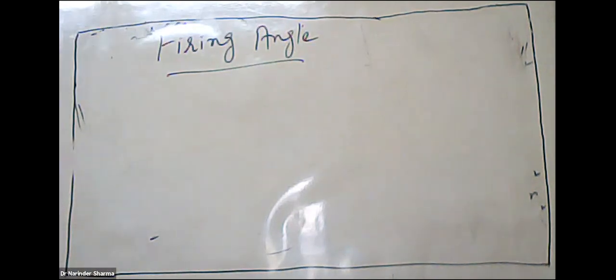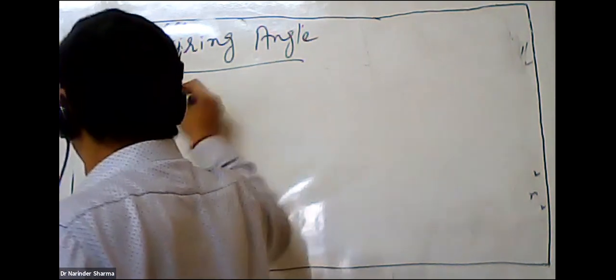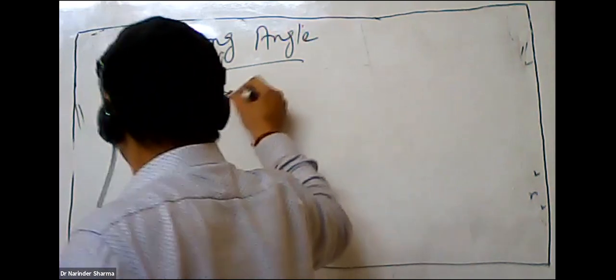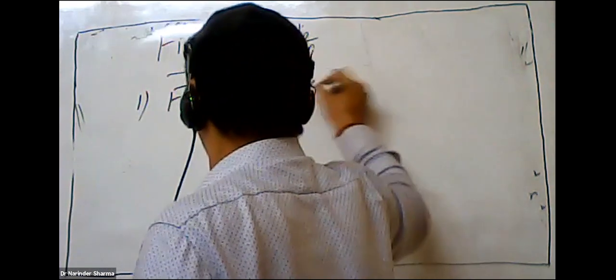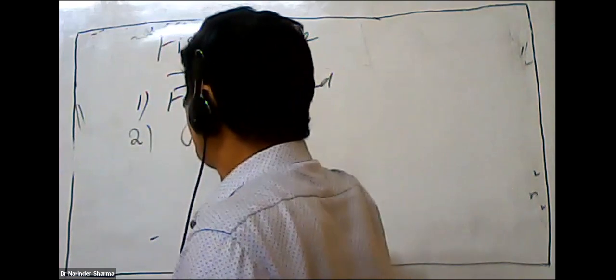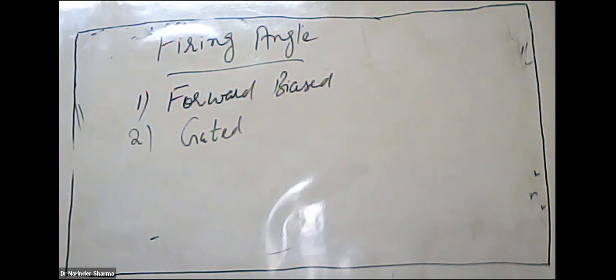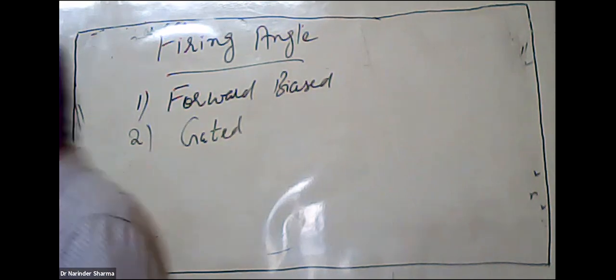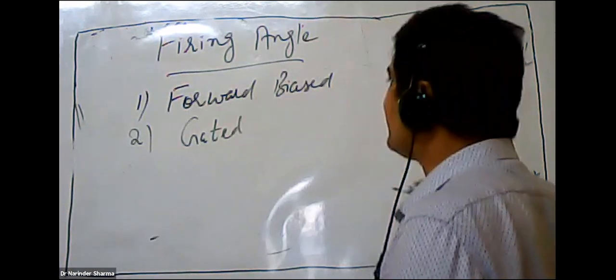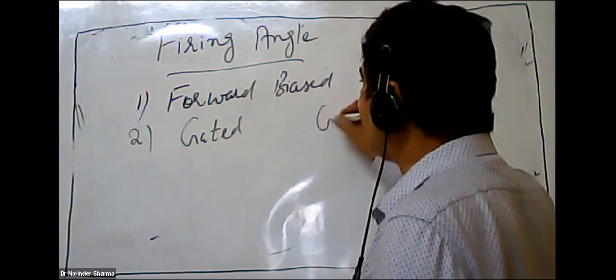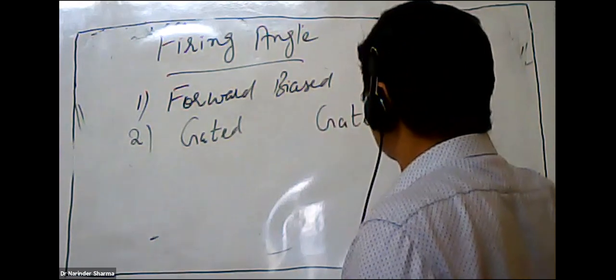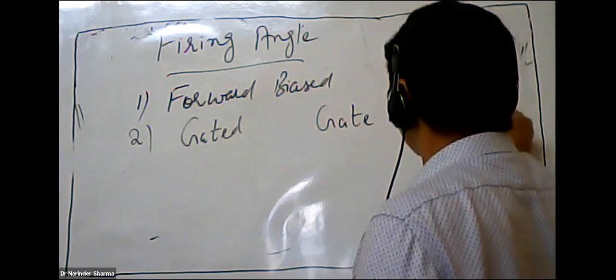For that, there should be two conditions. The SCR must be forward biased and it must be gated. If the SCR is forward biased, it is not going to conduct until the gate signal is applied.